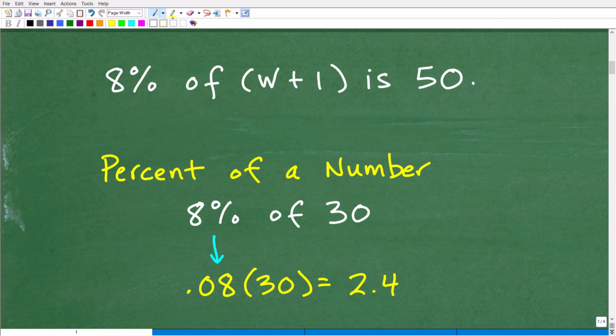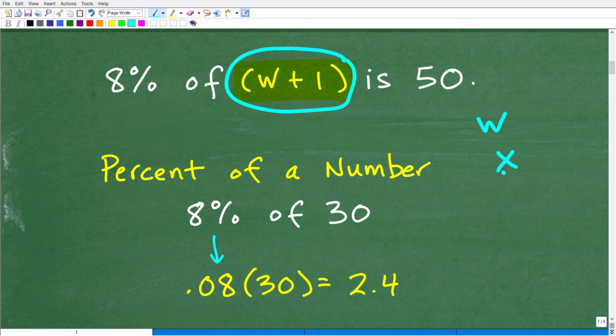Okay, so here is our problem. 8% of w plus 1 is 50. Now, w plus 1 is just an algebraic expression that represents a number. Remember, in algebra, when you see a variable, w, x, y, it doesn't make a difference. These just represent numbers, okay?